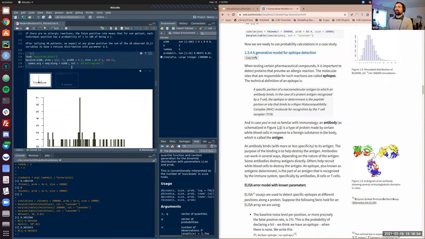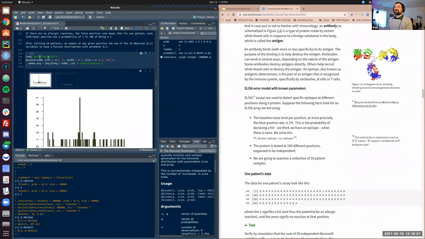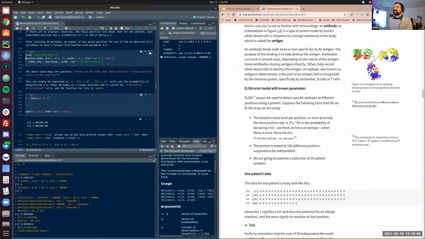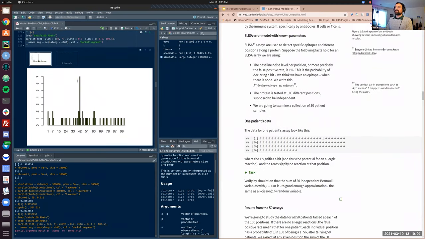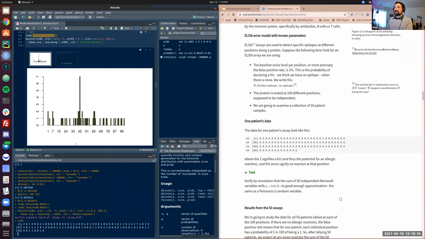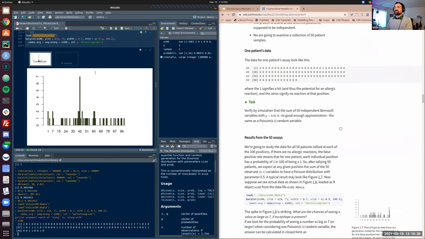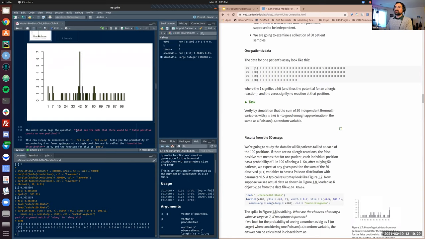So we're going to load this ELISA array, which is an assay used to detect these epitopes. And we are going to find that on this vector, we have a single instance of seven hits at a certain position along the antigen protein. And so why is that? What are the odds? The question we want to ask here, given this supposedly real world data, is what are the odds that there would be seven false positive counts on a single position?